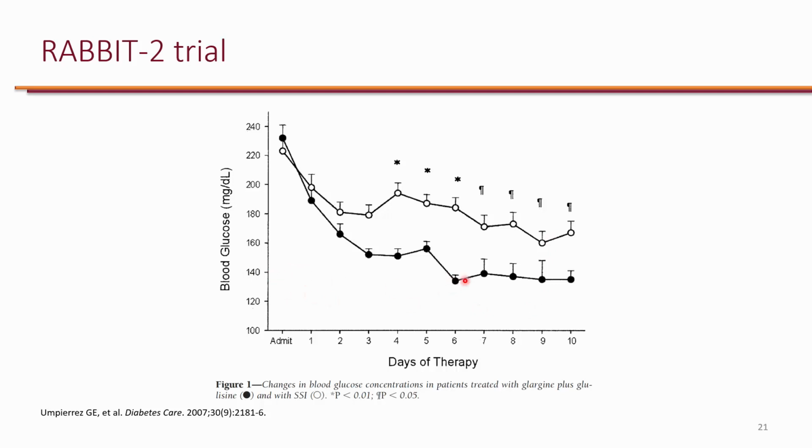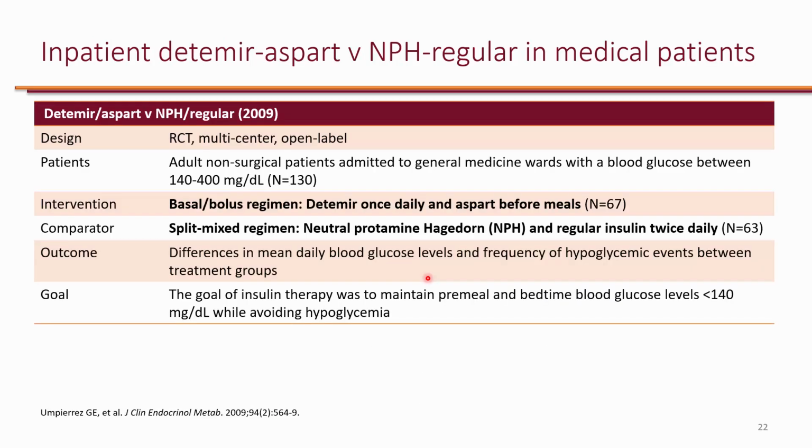So this showed that basal bolus was a better strategy in acutely ill patients in the hospital, and there was no difference as far as hypoglycemia between the two groups. This was followed by another study published in 2009 that wanted to compare basal bolus with the long-acting detemir and aspart before meals to the cheaper option of NPH and regular insulin twice daily. And again, the results of the NICE-SUGAR trial were not available at the time they did the study, so they were targeting a blood glucose of less than 140.